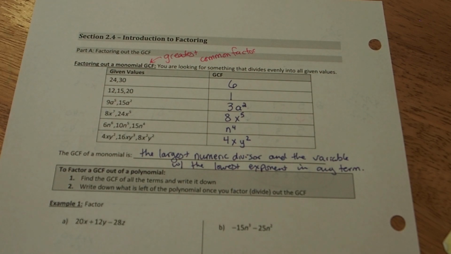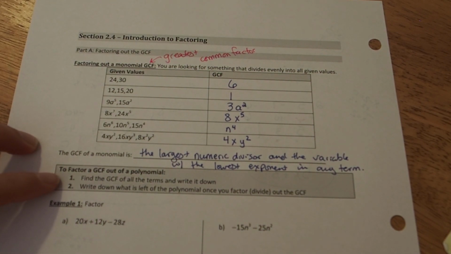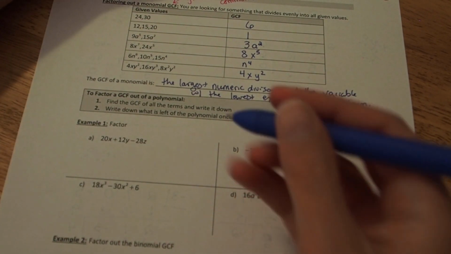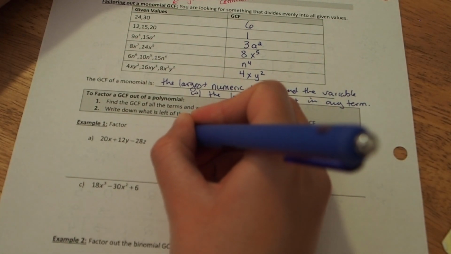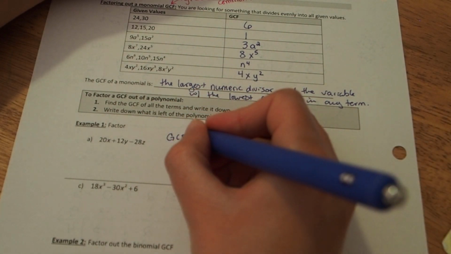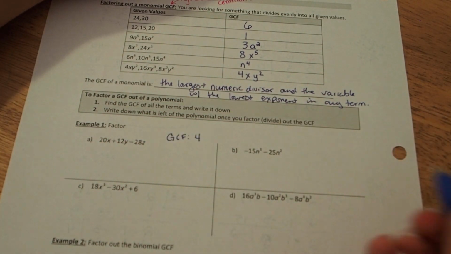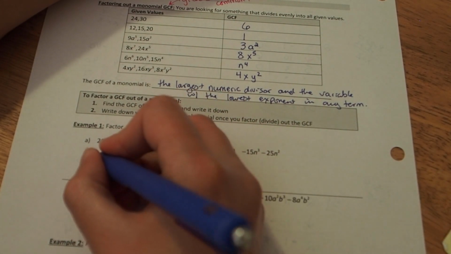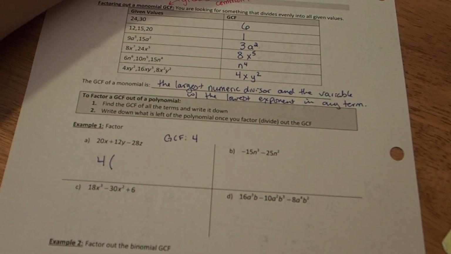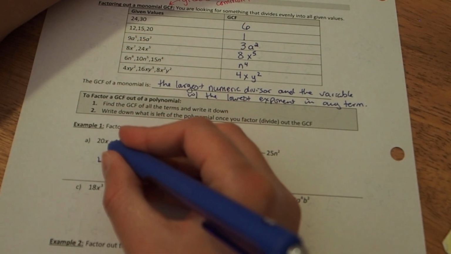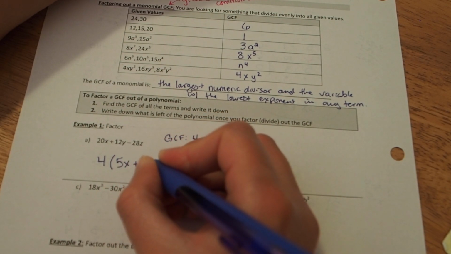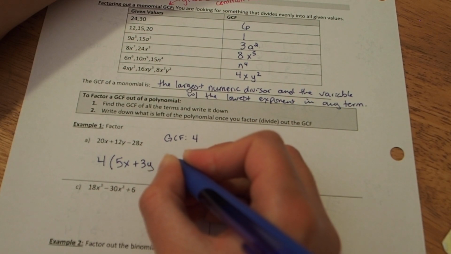All right, so what we're going to do in the next couple is we're going to identify the GCF, the greatest common factor, and then we're going to factor it out. So first, identify it. I'm just going to write my GCF up here. 20, 12, and negative 28, those can all be divided by 4. And they don't share a variable, so just 4. Now we're going to factor it out. So I'm going to factor it out by writing the 4 outside of a parenthesis and inside the parenthesis, what you get when you divide that 4 out. So for example, 20x divided by 4 is 5x, 12y divided by 4 is plus 3y, and negative 28z divided by 4 is negative 7z.